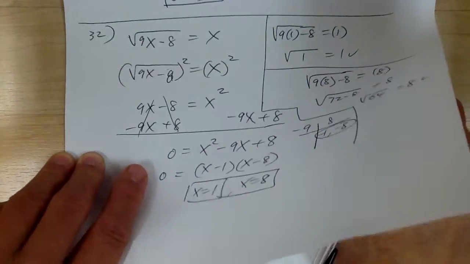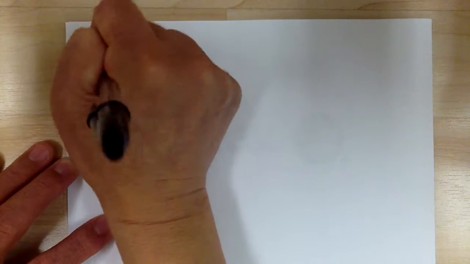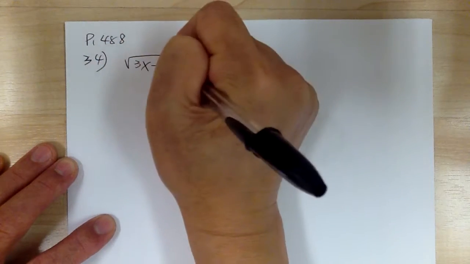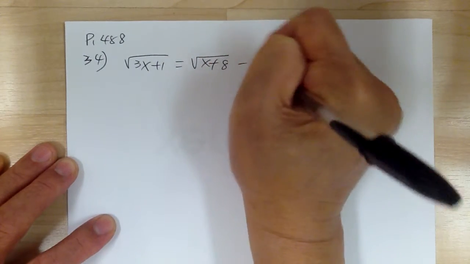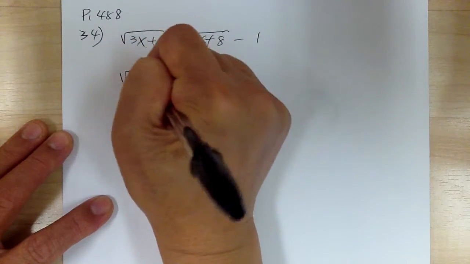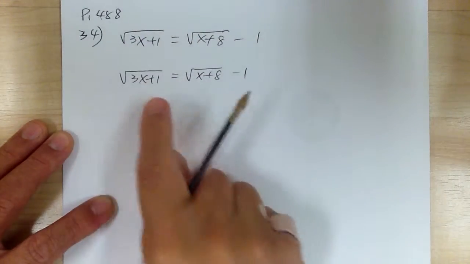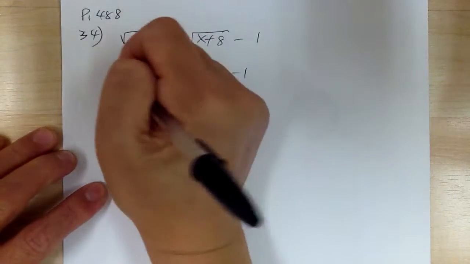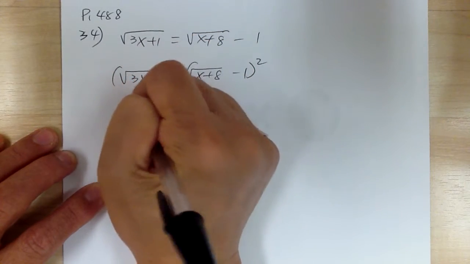Okay, let's go to number 34. Square root of 3x plus 1 equal to square root of x plus 8 minus 1. So again, I'm going to leave the original alone so I can use it to check my answer. So I'm going to write this one more time. I'm going to undo this square root first, so square both sides. This square and square root cancel out.